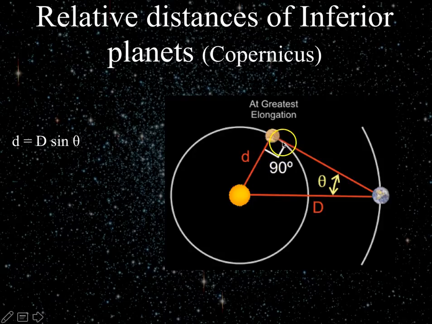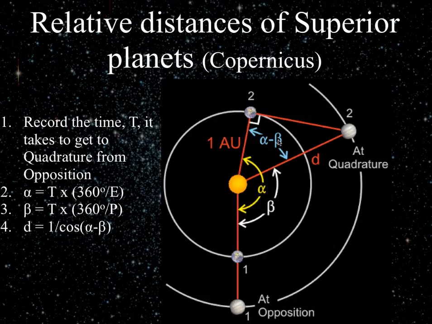And when that occurs, then this is a right angle. And trigonometry, a gift from the Egyptians, allows us to determine what this little d is relative to the big D. This angle, naturally, you can measure. You can measure the angular distance between the sun and Venus, or between the sun and any planet. And the same is true for the superior planets. It's a little bit more difficult, but the idea here is that you can do it.